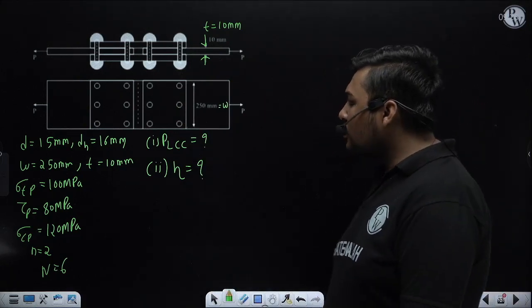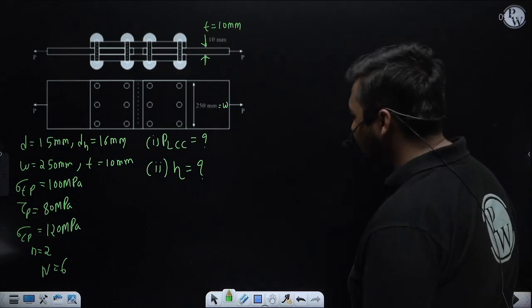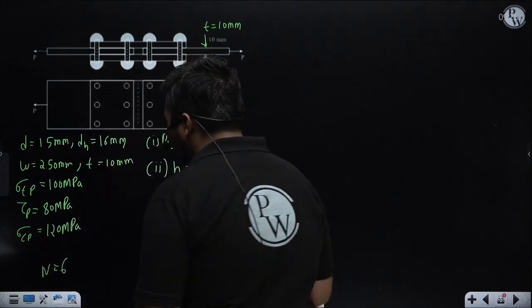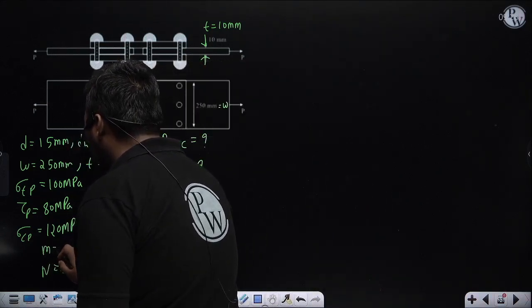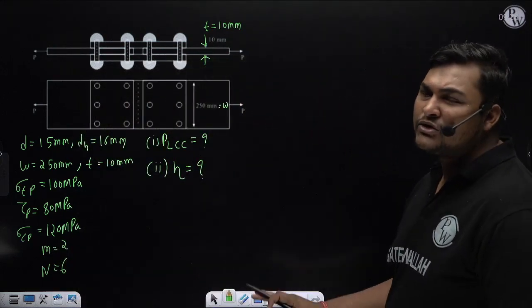So the total number of rivets, which I am denoting with capital L, is 6. Or I think I am denoting the number of rows as small m. It will not matter whatever notation you use. It is small m, which is 2. But you need not memorize the formula. If you understand the concept, you can easily write it.